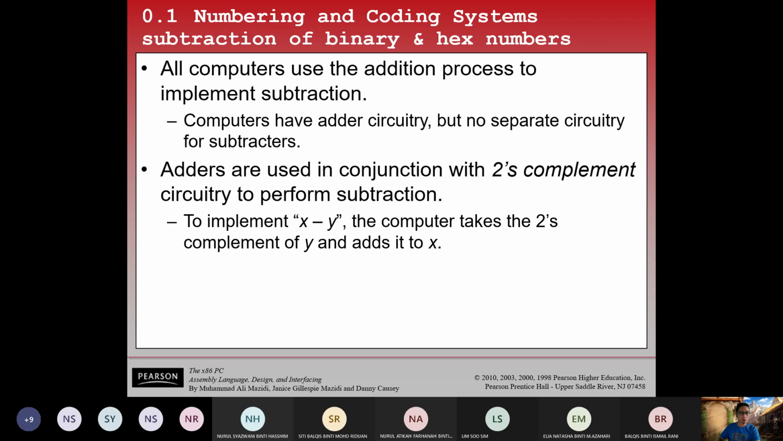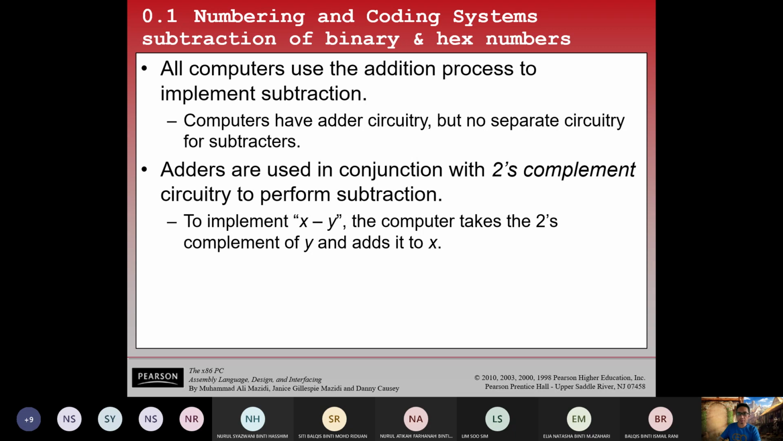The problem is when you want to perform the subtraction. The computers that we learn about have an adder circuit, as you learn in electronics. You have half adder, full adder, so you can do the addition. You can always do the addition without problem.